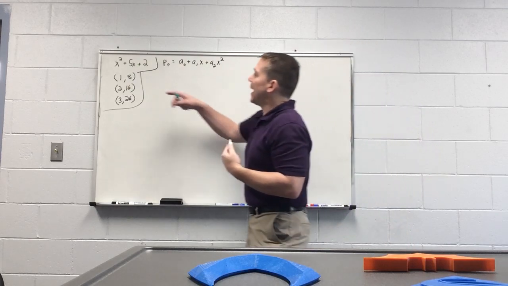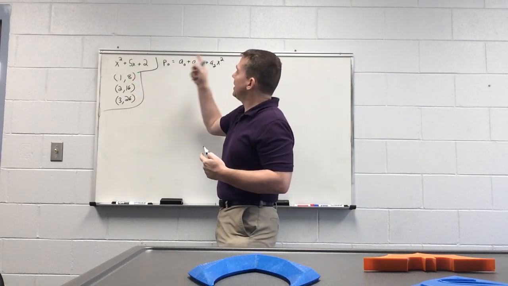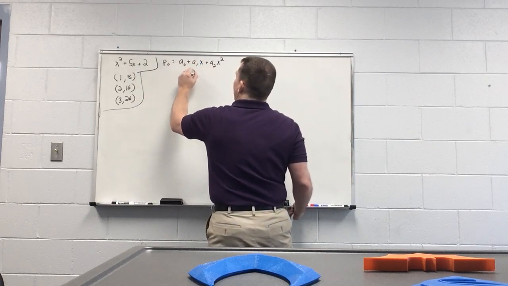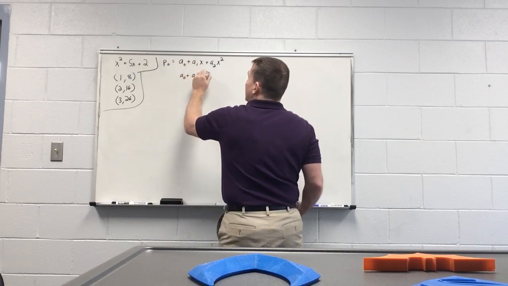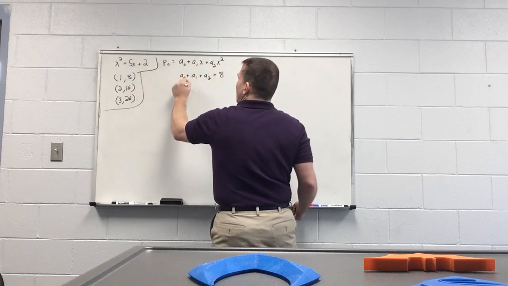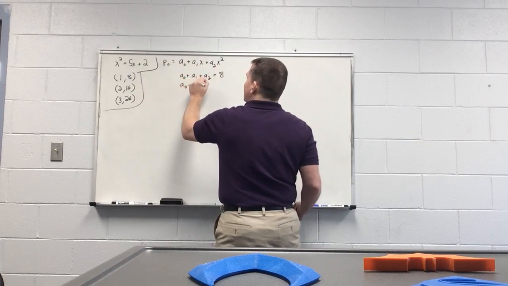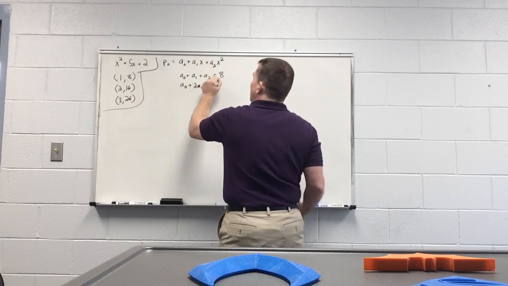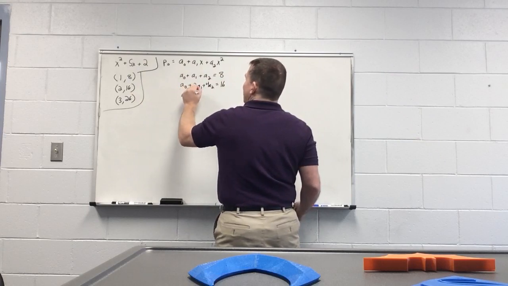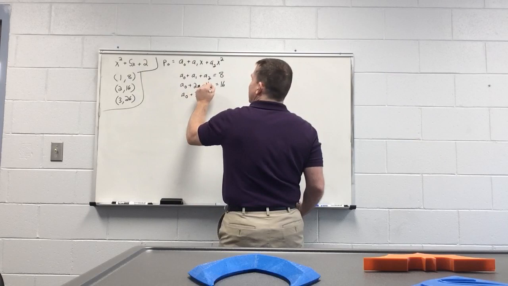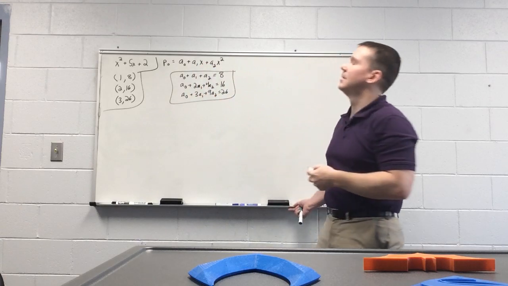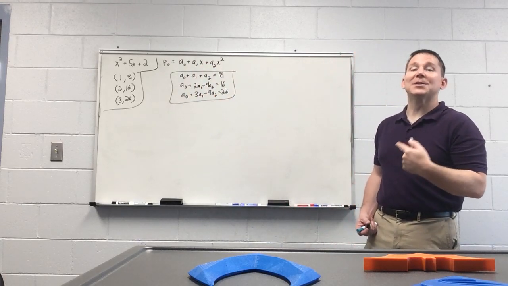So what I do is, I generate a system of equations by plugging these points in here. When x is equal to 1, I get a sub 0 plus a sub 1 times 1 plus a sub 2 times 1 squared should equal 8. When x is equal to 2, a sub 0 plus 2 a sub 1 plus 4 a sub 2 should equal 16. When x is equal to 3, a sub 0 plus 3 a sub 1 plus 9 a sub 2 should equal 26. Now I have my system of equations, solve it.